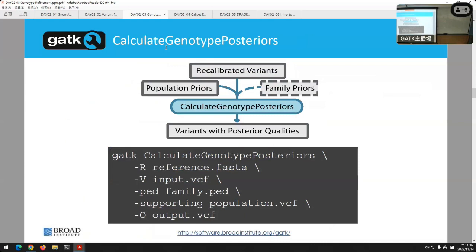Okay, so that is the command line to use. It's pretty simple. You call the tool, CalculateGenotypePosteriors. You give it -R, the reference, and -V, the input VCF. Now the next two are optional. -ped: the PED is a format for storing pedigrees. This is a family pedigree map, and there's a standard format for that. And then a VCF that gives it read frequencies. So you could use the gnomAD VCF, for example, here, and it'll learn the frequencies from that VCF and apply them. And then you have your output.